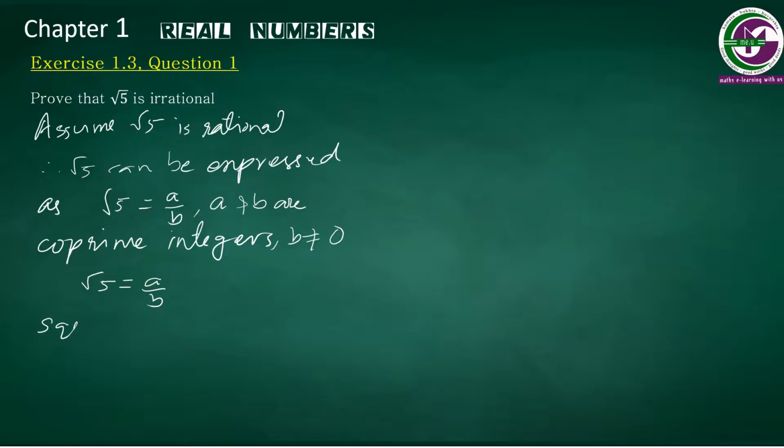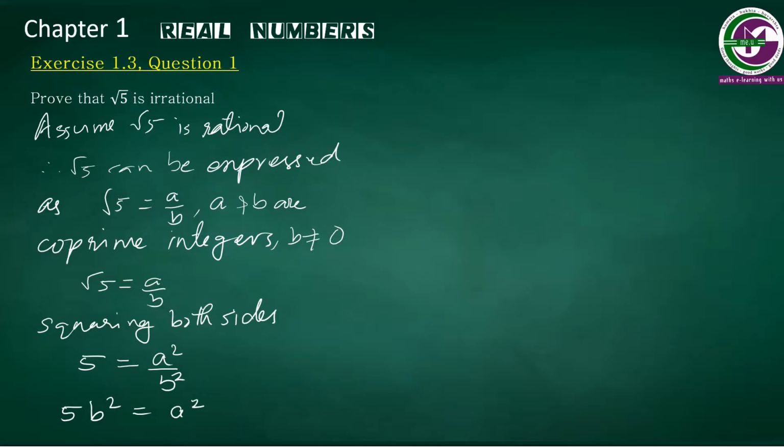Squaring both sides, we get root 5 squared equals 5, so 5 equals a square by b square. Now multiplying both sides by b square, we get 5b square equals a square. 5b square equals a square means 5 is a factor of a square.